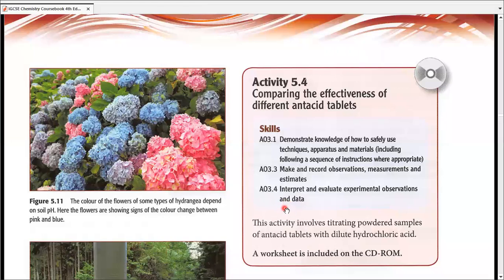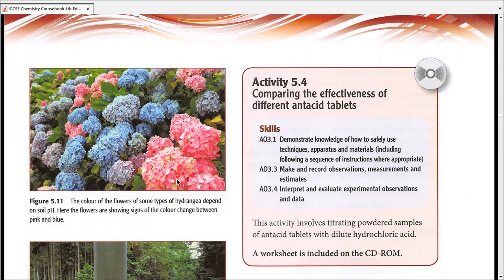Hydrangea is a flower that can produce different colors based upon the acidity of the soil. If the soil is slightly acidic, pink flowers. If the soil is neutral, purple flowers. If the soil is slightly alkaline, blue flowers.